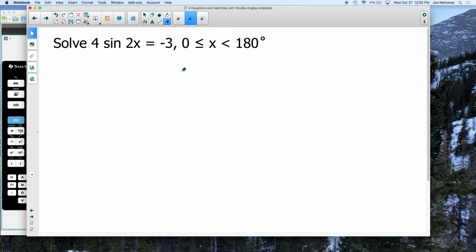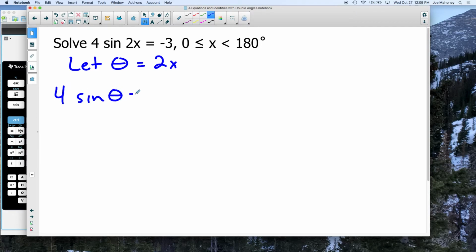So I'm going to do a little something here because that double angle is going to screw me up. Let's do this instead. Let's let theta equal 2x. So then I'm going to change this equation. Instead of 4 sine 2x, now it becomes 4 sine theta equals -3. And that's an equation I know how to solve. So if I divide both sides by 4, I get sine theta equals -3/4.